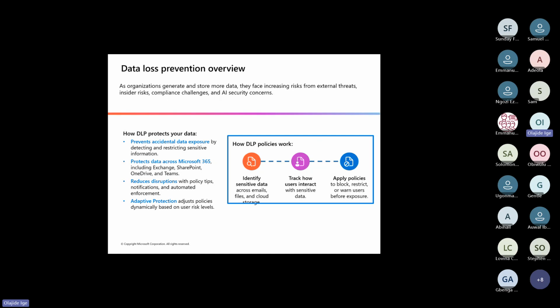And you have adaptive protection. It adjusts policies dynamically based on user risk level. And we have a framework designed here on our screen: identify sensitive data, track how users interact with sensitive data, and apply policies to that sensitive data. Which is where we are going to stop for tonight.